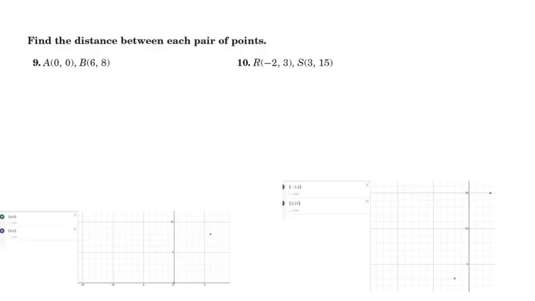So we're going to find the distance between these 2 points on the coordinate plane. If you look down below here, we want to find the distance between 0, 0 and the point 6, 8. I graphed it in Desmos. So we're trying to find how long is that and how many units is that.